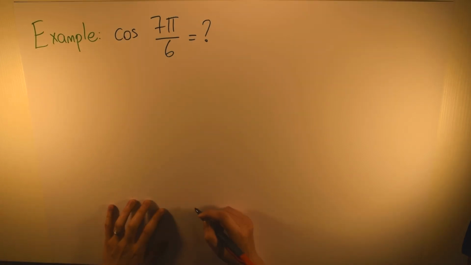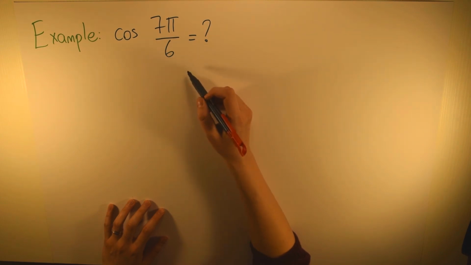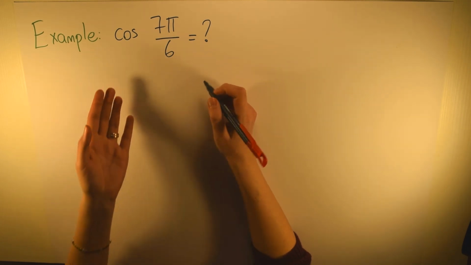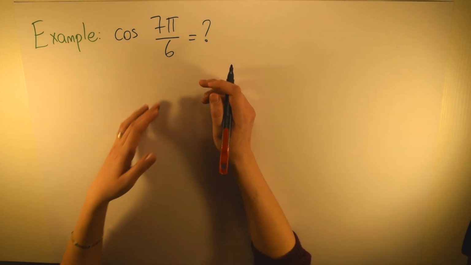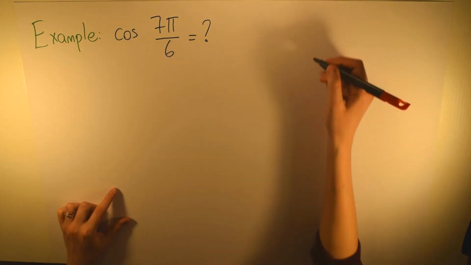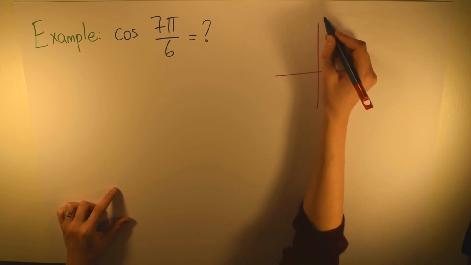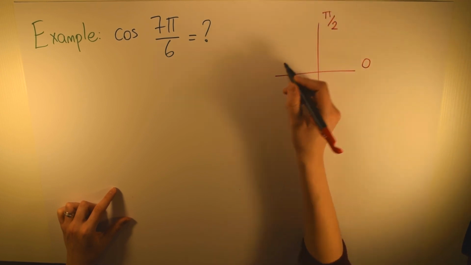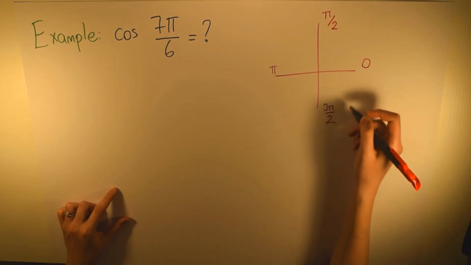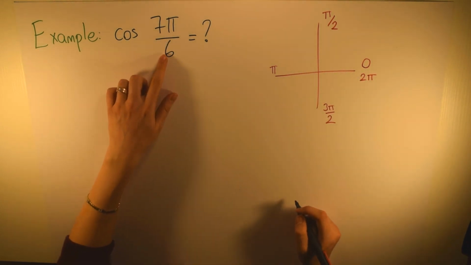In this example, we have cosine 7p over 6. It's the same thing; we apply the same method. Just its name changes. I mean, it's not in degrees, but it's written in radians. So let's say, for example, this is our unit circle, right? It starts with 0, and then here it's p over 2, here it's p, here it's 3p over 2, and here 2p. So cosine 7p over 6.